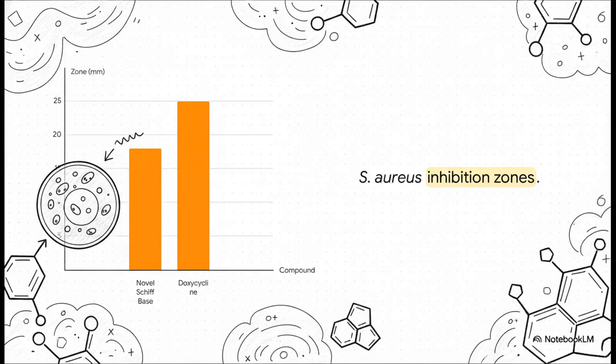Looking directly at the results for Staphylococcus aureus, in the agar dish, our new molecule created an 18-millimeter zone of inhibition. That's basically a clear circle where the bacteria were entirely eradicated. Now, doxycycline created a 25-millimeter zone. So while 18 millimeters isn't 25, it is a highly respectable, moderate level of antibacterial activity for a compound straight out of its very first synthesis.